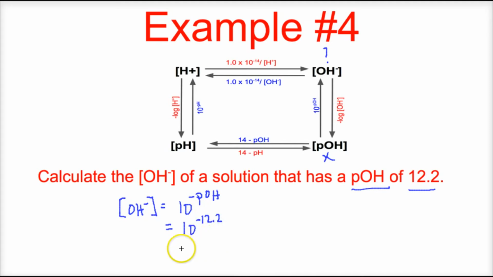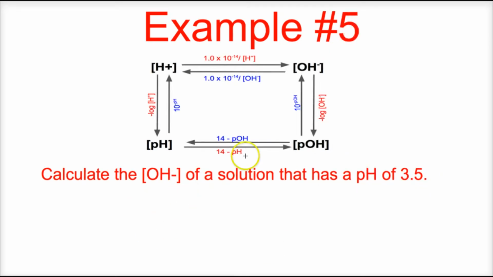So I'll take 10 to the negative 12.2. We'll put this in our calculator, and we should end up with a hydroxide ion concentration of 6.3 times 10 to the negative 13th moles per liter. All right, so if you have a solution that has a pH of 12.2, it's going to have a hydroxide ion concentration of 6.3 times 10 to the negative 13th moles per liter. Let's take a look at another example.